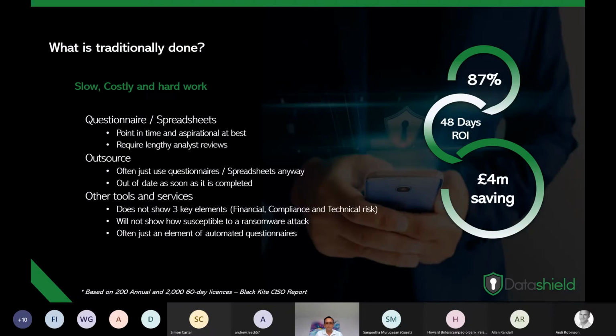So what's traditionally done? As Andy said, we're talking about less than 50 days for a complete return on investment on this platform, and 87% saving against traditional questionnaires. Now, I've worked on both sides of the fence, for vendors and for large corporates where we're asking our suppliers to fill in questionnaires. These are point in time, because it's only where they are now in their cybersecurity or compliance posture, but they're aspirational at best.